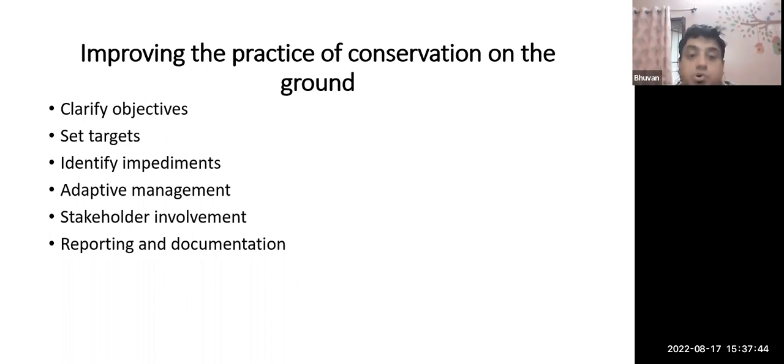Then finally is reporting and documentation. At this point, we have to report the stages, and also report on ground variations which we get while we implement our conservation plan. So reporting and documentation is also very important, whether our plan is giving us some positive result, or it is showing a negative result, how we can correct it. That all depends upon the reporting and the documentation aspect.